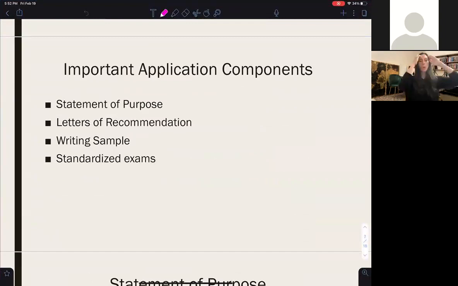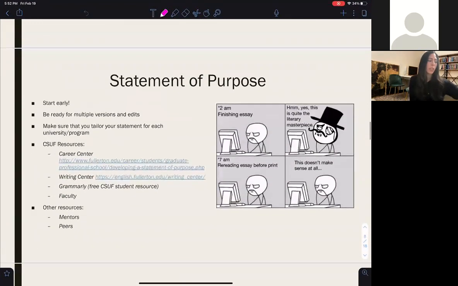So what are the important application components? And I will give you guys some timelines for these things because I know that sometimes it's a little difficult to figure out when to start. So your main application components are your statement of purpose, letters of recommendation, a writing sample in most cases I've seen, and standardized exams. Okay, so the first one here, statement of purpose.